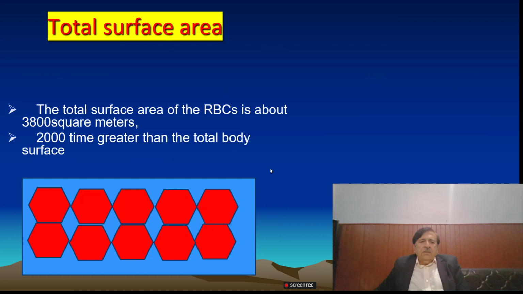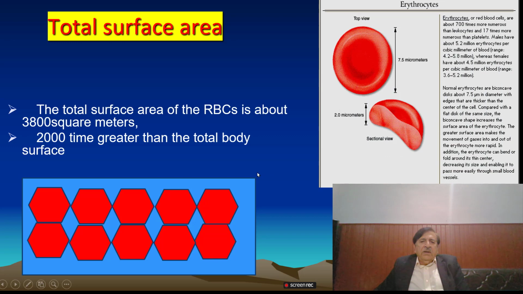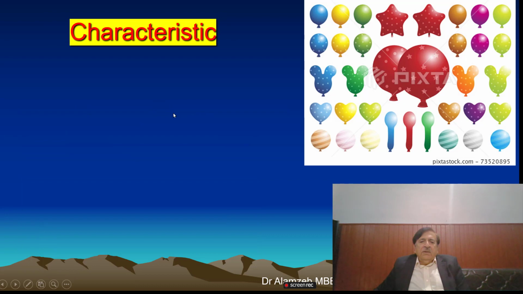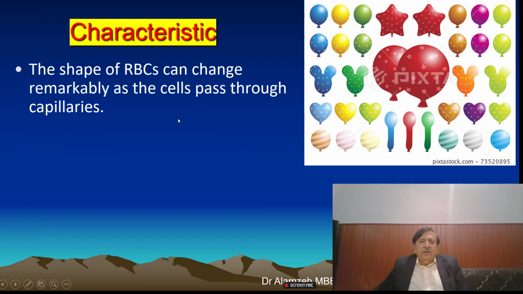Total surface area of RBC. The total surface area of RBC is about 3800 square meter. If we spread the RBC on a surface, it will cover 3800 square meter area, which is 2000 times greater than the body surface area.